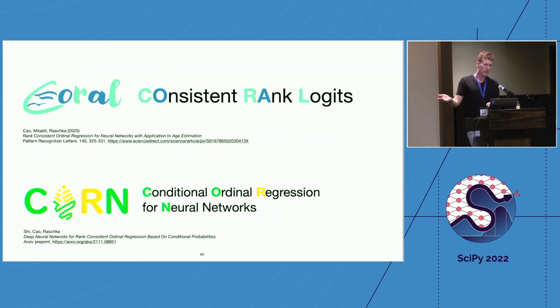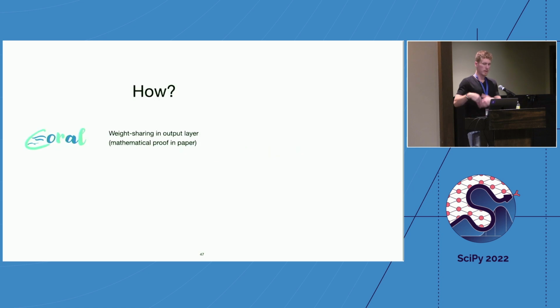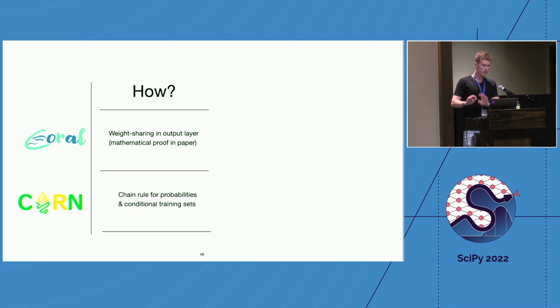We have now these two methods, Coral with this weight sharing constraint and Korn with this conditional probability approach, which is a bit more flexible. In a nutshell, how do these methods compare? Which one should you use, or which one is better? It depends a little bit. Again, how these methods work in a nutshell: Coral is based on this weight sharing constraint in the output layer, Korn on this chain rule for probabilities.